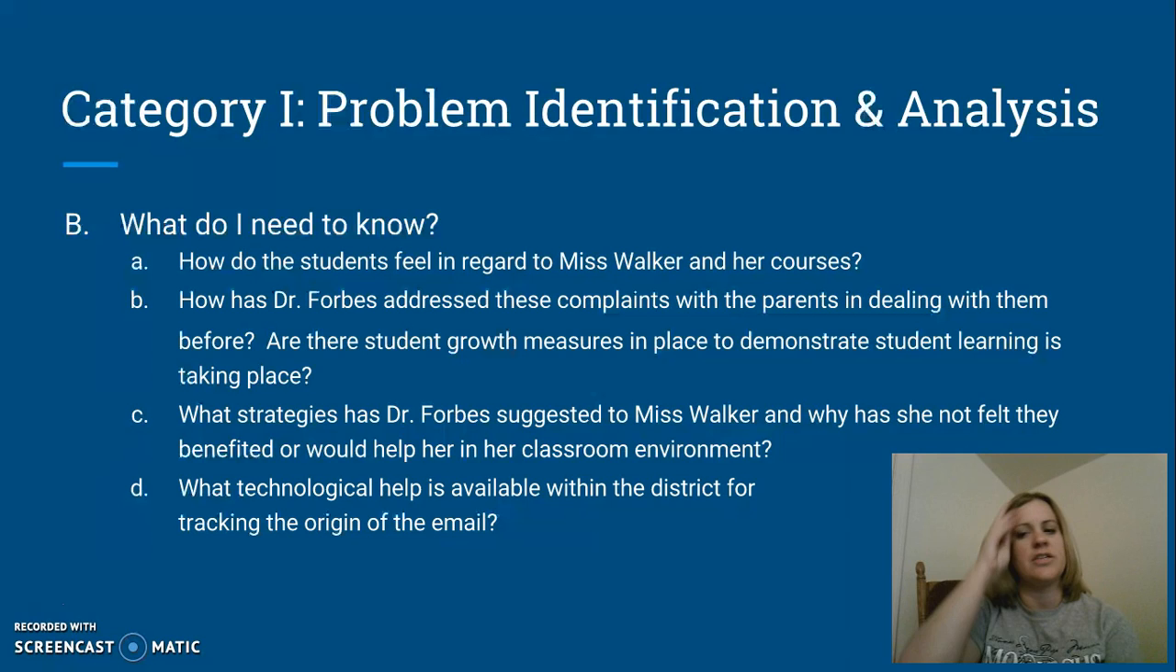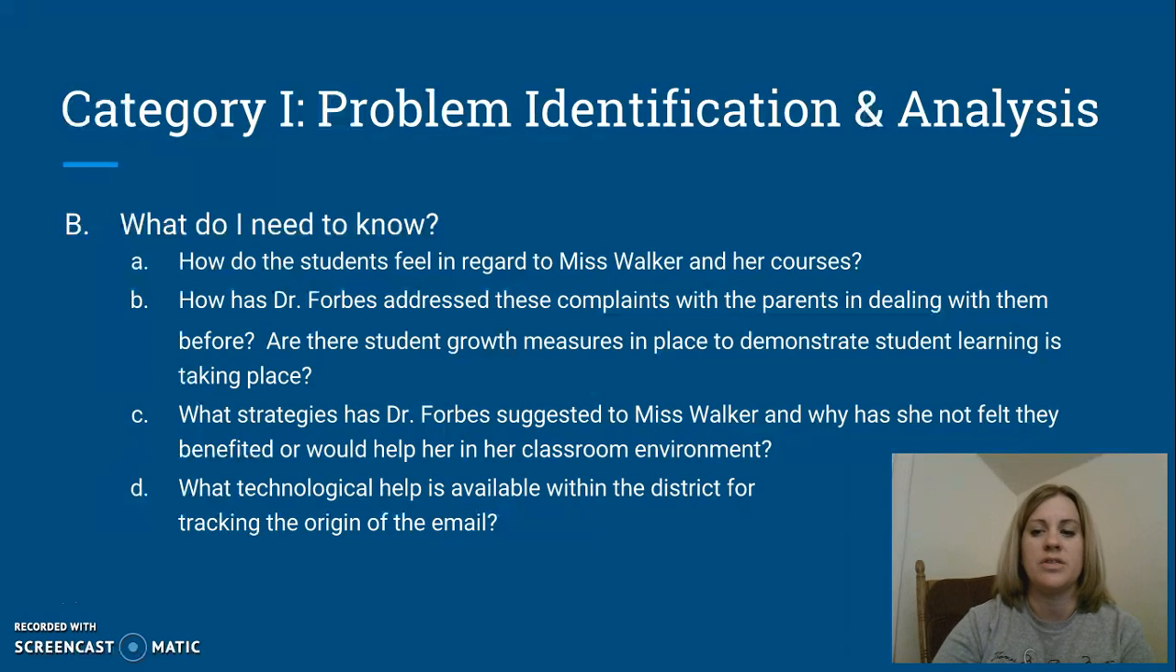Secondly, what do I still need to know in order to make a more informed decision? Again, there were 4 main points that came up. First was, how do the students feel in regard to Ms. Walker and her courses? We hear how the parents feel, but not necessarily directly from the students. How has Dr. Forbes addressed these complaints with the parents? Has he reinforced her qualifications, that kind of thing? Are there student growth measures out there that can help show the students are learning? That would help justify what she's teaching a little bit more.